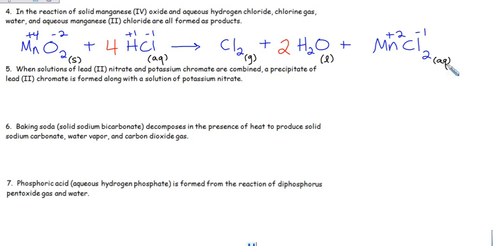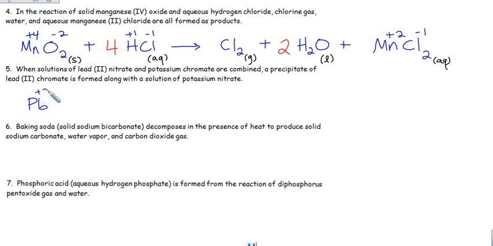Awesome. So again, the more we practice, the more we'll get used to some of the way that these are worded, and we'll find some common trends. Like number 5, this is a very common type of reaction. Solutions of lead 2 nitrate and potassium chromate are combined. Those are my reactants. I got a lot of polyatomics going on here.